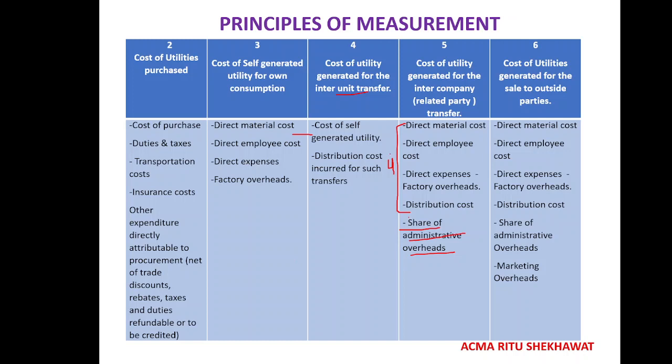Point number 6 also says cost of utility generated for the sale to outside party. Simple. Till here all are the same. All are the same cost as per point number 5. In this, there is an addition of marketing overheads. So why marketing overheads? Because it's selling to an outside party.